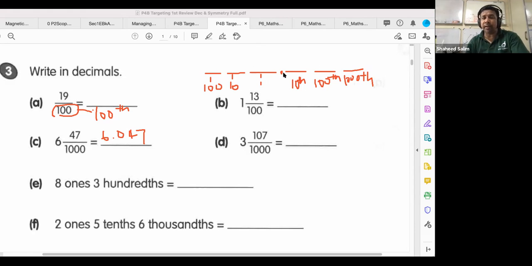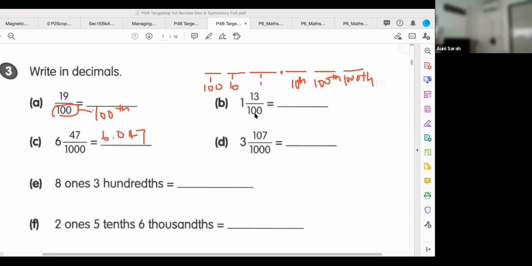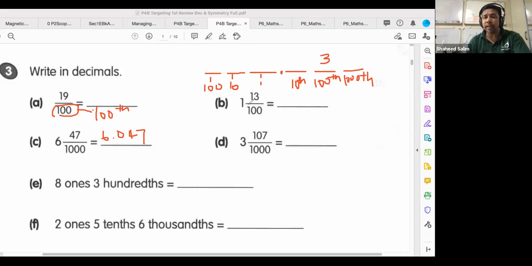3, where we put the 3? Here. Down here, number below, 1,000. Put the 3 here. Then the 1 is beside now. And this whole number beside the dot. So you get 1.13.